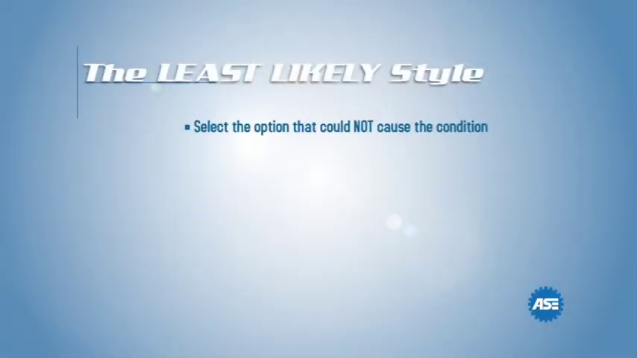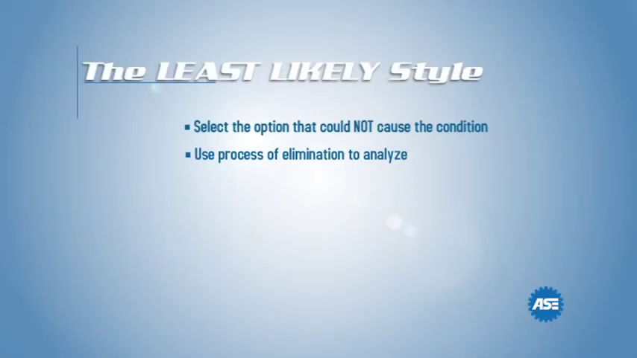The last type of question is the least likely style question. For these questions, you select the option that could not cause the conditions outlined in the test question. Because these questions are different from all the others, we actually start the question with a statement that alerts you to the fact that you have to change your train of thought in order to answer these questions. For these type of questions, you can use the process of elimination as a means for analyzing the options of the question. 3 of the options will cause the conditions outlined, 1 will not. The answer you're looking to select is the one that will not cause the condition in the test question.